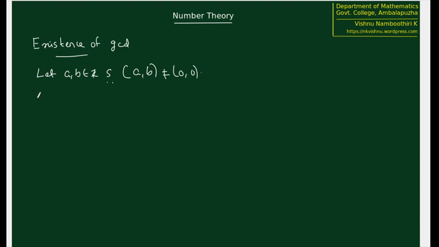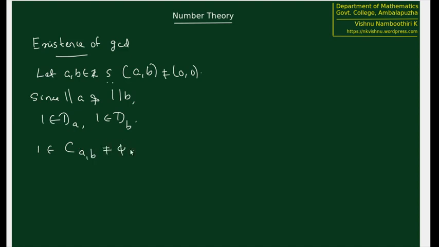So now we consider the set of all divisors of a. Can we say that a definitely will have at least one positive divisor? That's guaranteed because we know that the natural number 1 divides any other integer. Since 1 divides a and 1 divides b, 1 belongs to the set of divisors of a, 1 belongs to the set of divisors of b, and therefore 1 definitely belongs to the set of all common divisors of a and b. Therefore, this set is not empty.